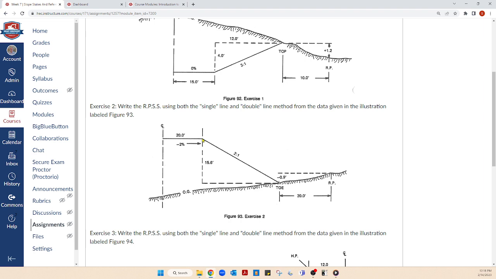Fill 2% at 20, or I would just do the calculation, fill 0.4 at 20 feet. That'd give you the 2% from here. But I'd like for you to try to calculate what this horizontal distance would be from here to here, and what this vertical distance would be from here up to here.